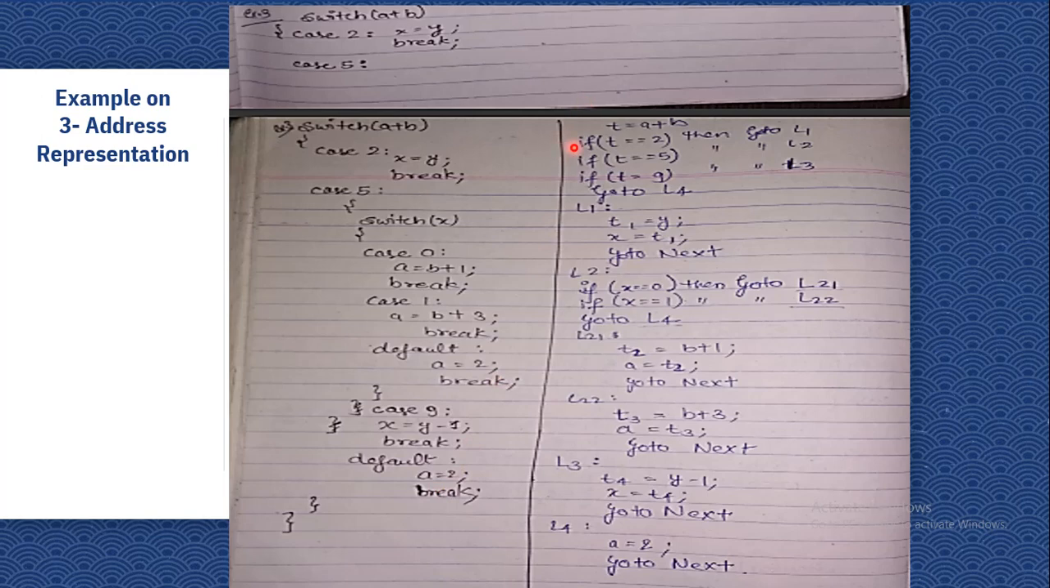So if this statement goes true, then go to L1. If this statement goes true, go to L2. If this statement goes true, then go to L3. And if nothing goes true, then go to the default case, which is described as L4. So what happens in the case of L1? In L1, we are copying the value of y to x. I am using this temporary variable t1. The value of y is copied to t1, then the value of t1 will be the value of x. Then the break statement means go to the next phase.